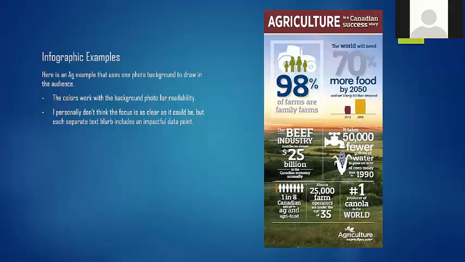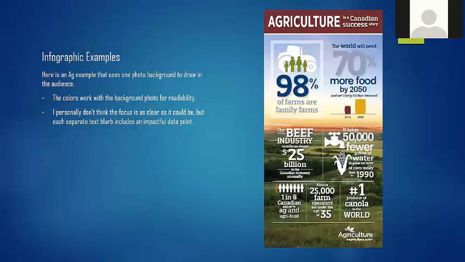You start with 98% of farms are family farms, and you end with Canada being the #1 producer of canola. So I just feel they could have focused this a little bit more, or perhaps broken it down into a longer infographic, or made it a series of different pieces of agriculture in Canada. They could have had one on beef, one on family farms, one on water. They could have created an entire series of smaller infographics rather than putting it all onto one image and making it less impactful.